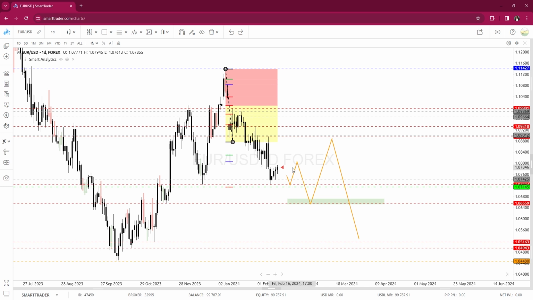And so EURUSD this week, am I going to execute unless I get price pushed down to 1.0655? I'm not executing on the buy until I get to that level and I see how price is forming in order to take advantage of what's coming up.